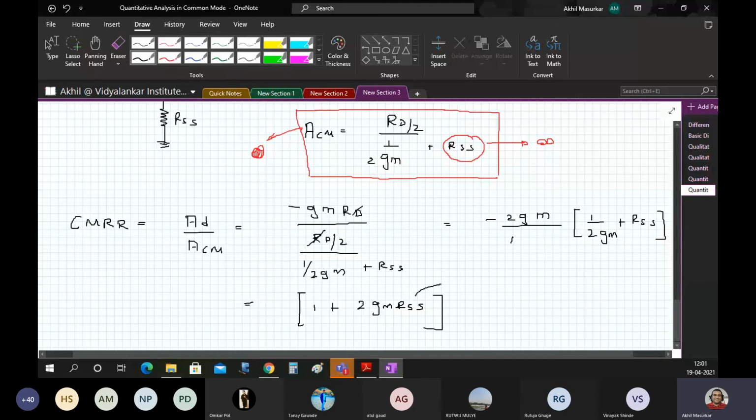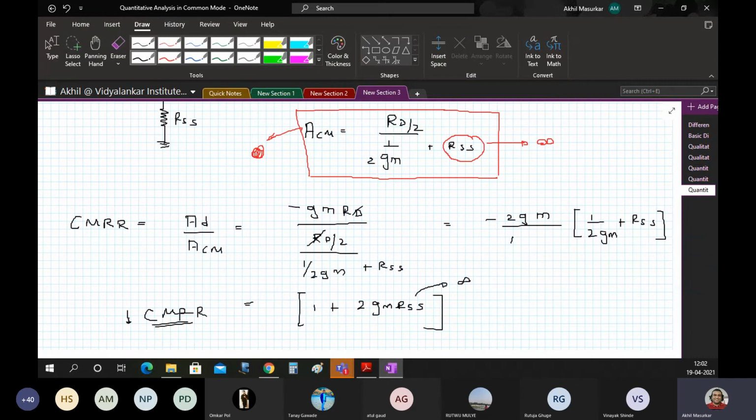So you can see that if RSS tends to infinity, CMRR will also be infinite. But if we are not able to make good MOSFETs or good current sources, this CMRR will slightly reduce. So our effort should always be to have very high CMRR. That means my differential gain should always be greater than the common mode gain, and that will ensure that the noise is suppressed and we get very high gains.